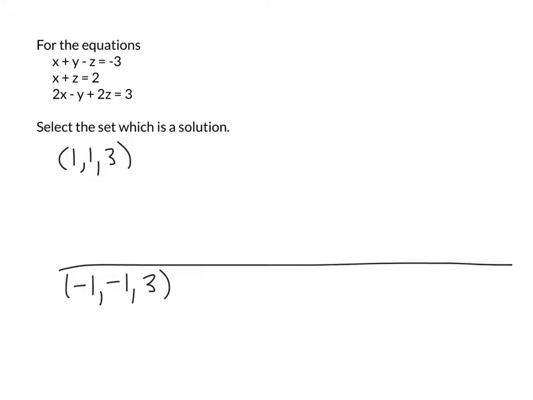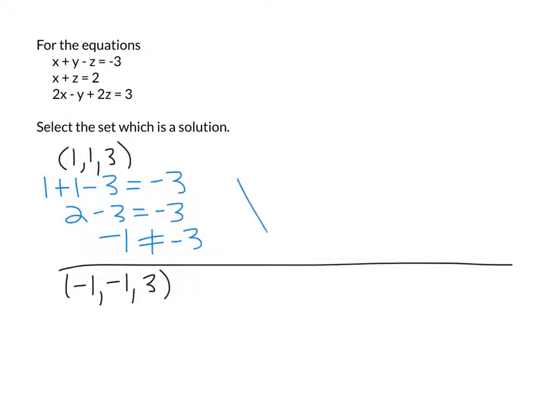Going to look at 1, 1, and 3. Start with substitution into the first equation. So I have 1 plus 1 minus 3 equal to negative 3. So we have 2 minus 3, and that will give us minus 1, which is not equal to negative 3. That is not going to be a solution to our system because it doesn't fit the first equation.